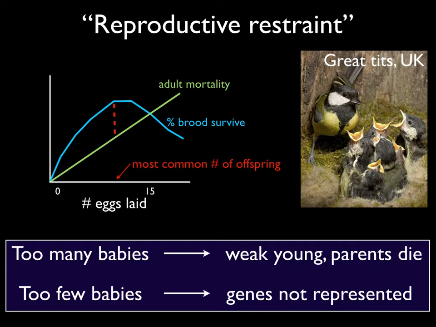So a lot of times we see what looks like reproductive restraint is actually a successful strategy for the good of the individual that actually makes them more competitive when it comes to rearing enough chicks and enough chicks with enough quality that they can survive and reproduce themselves.